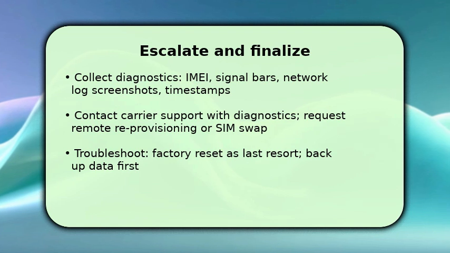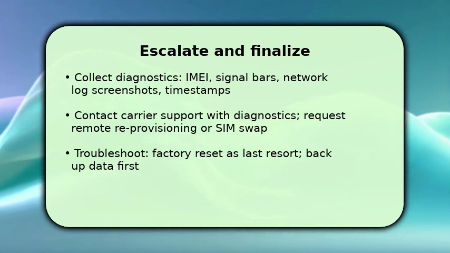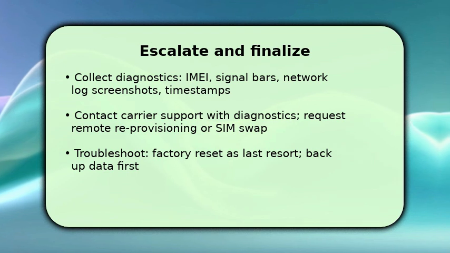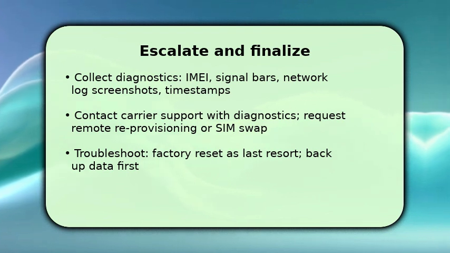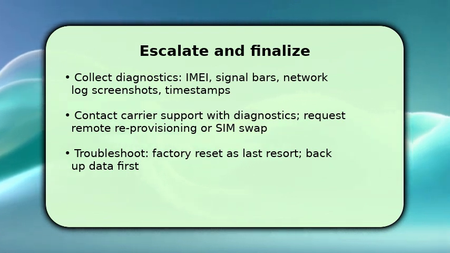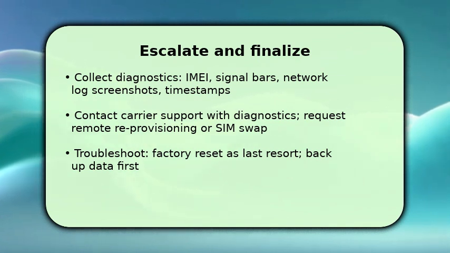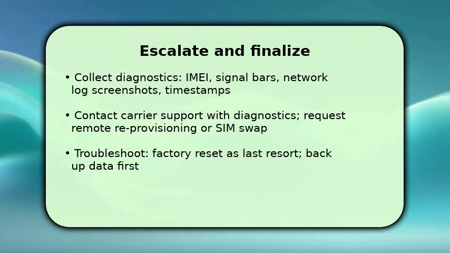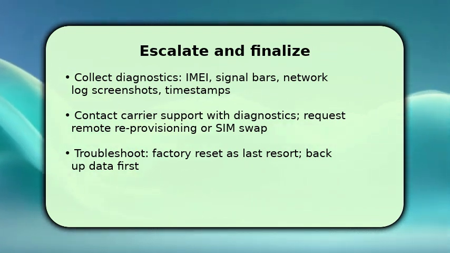Gather diagnostics like EMA, signal strength, and timestamps of failed attempts so the carrier can reprovision your service remotely or authorize a SIM replacement. Call carrier support from another line or use online chat to avoid being restricted by your affected device. If they advise it, perform a factory reset only after backing up data. This removes persistent configuration faults.